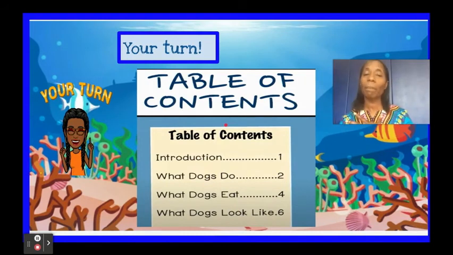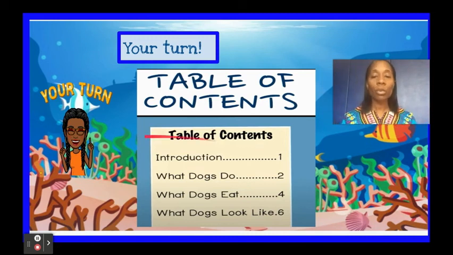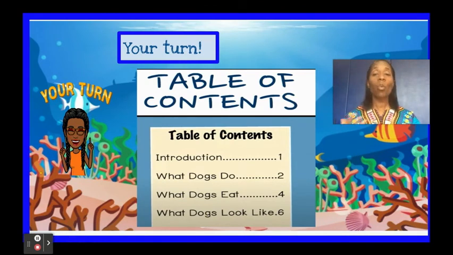Now, if you wanted to write about something else, it doesn't have to be whales. It could be dogs. It could be cats. You would create a table of contents. Then you would do an introduction to what you're writing about. And then you would write what you want to write about. So for an example, if AJ wanted to write about dogs, he would write his introduction. And then he would tell us on page 2 what dogs do. On page 4, what dogs eat. And on page 6, what dogs look like.